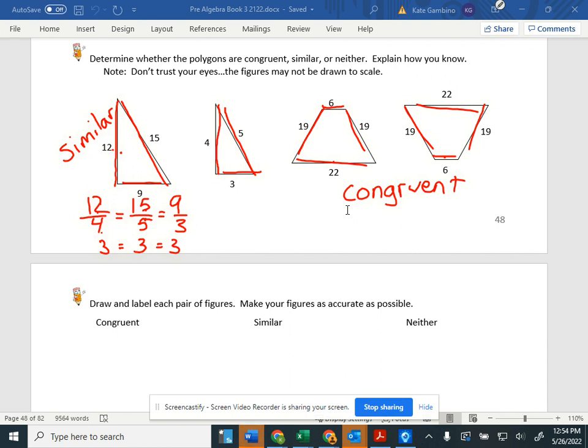I am going to have you do the next page on your own. So you're going to draw and label. So make sure, think about the examples I gave. How do we show the angles are congruent? How do we show sides are congruent? Put in numbers to show that it is a neither or it's similar. Then determine whether the polygons are, then you actually have to do the math. So if it's neither or similar, do the proportions and show that they are not proportionate or they are proportionate. And then we have our review on the bottom, helping us get ready for next week.